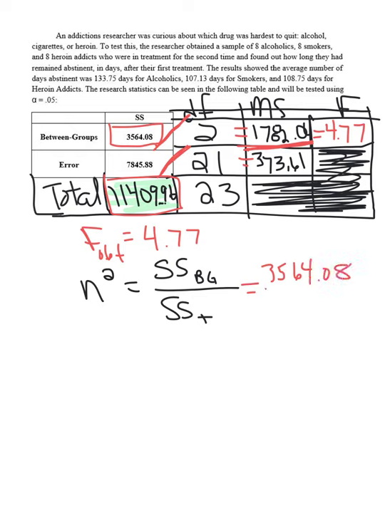3,564.08 divided by 11,409.96. So then our eta squared, let's see, is 0.3124, or 0.31 is fine. That's our eta squared. That's our effect size.